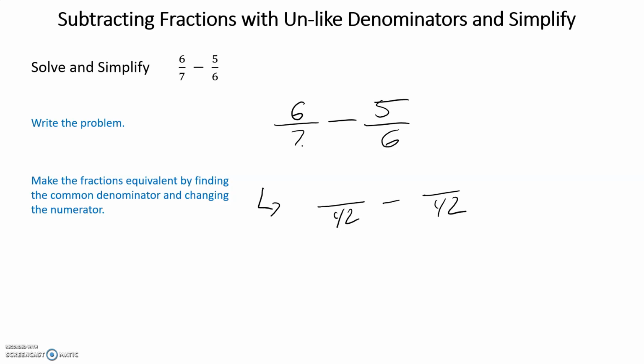All right, so now I'm going to look at the 7. 7 times 6 is 42, so I need to multiply 6 times 6, and I get 36/42s. All right, 6 times 7 is 42, so I'm going to multiply 7 times my numerator, and I get 35/42s.